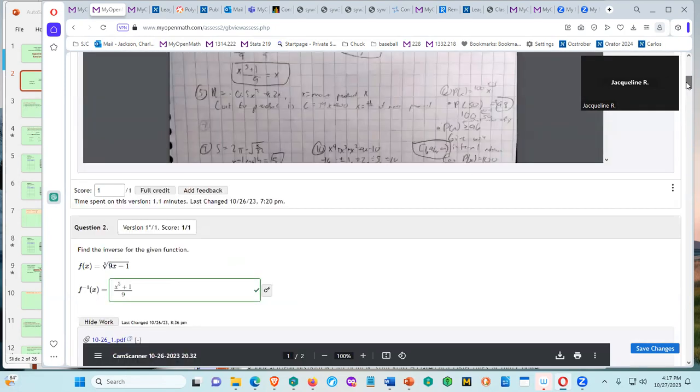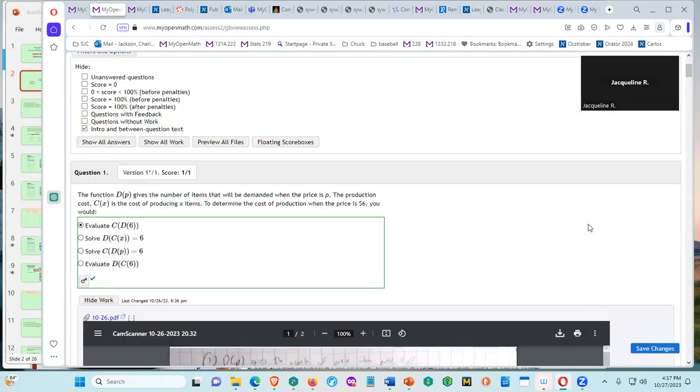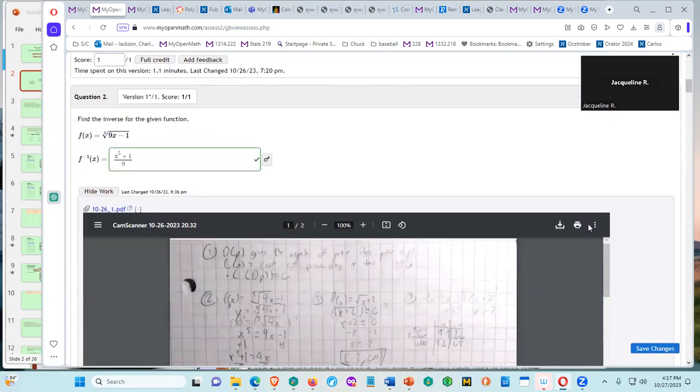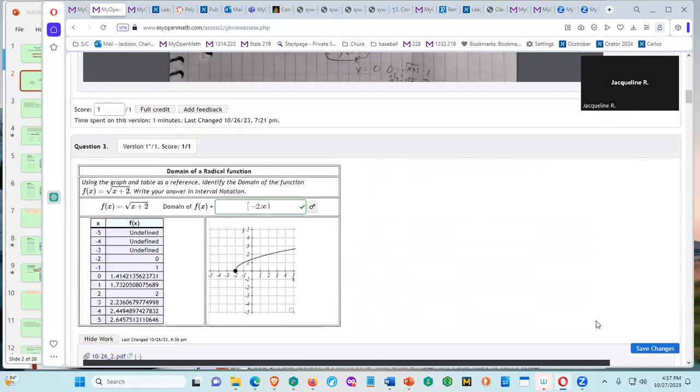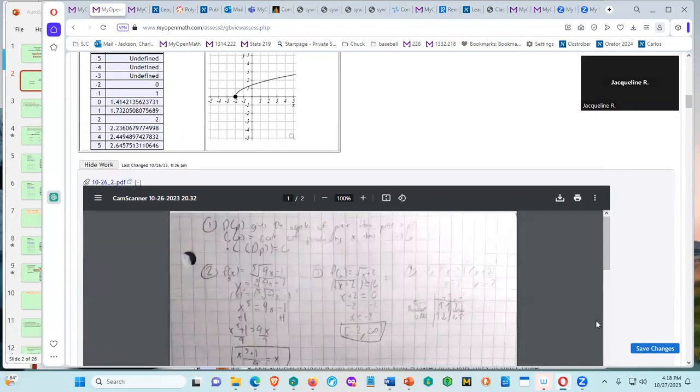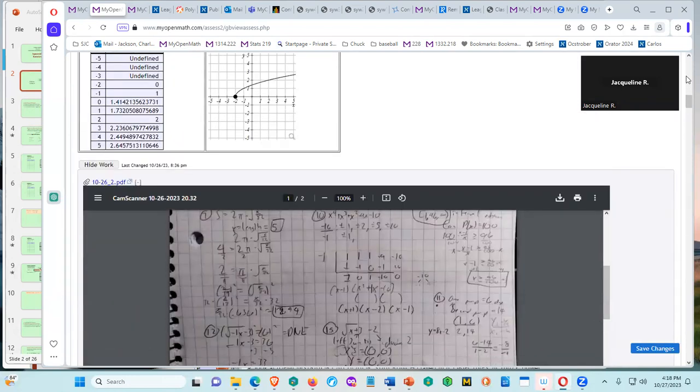Right now I'm just trying to figure out which one they have trouble on. Okay, so find the inverse. Got that right. Oh, on question 5, sir. Okay, sure. Domain of a radical function. Because that's the one that you have to use.